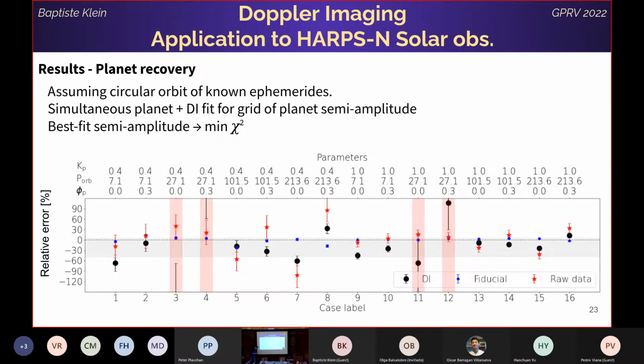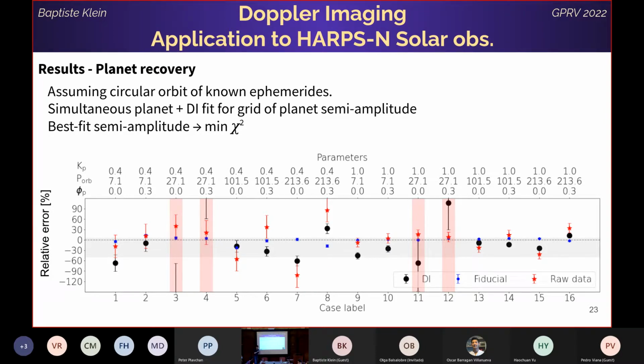And last but not least, the goal of this, the metric that we want to look at if we want to use this method as an activity filtering method, is: are we able to recover the planetary signal? So first point, if you just say, I apply Doppler imaging to the CCF without subtracting the planet, and then I look at the RV residuals and try to search for the planet therein, you have no chance to get the planet back. So you're forced to do a kind of simultaneous fit where you include the planets directly in your Doppler imaging code, exactly as I was telling you before.